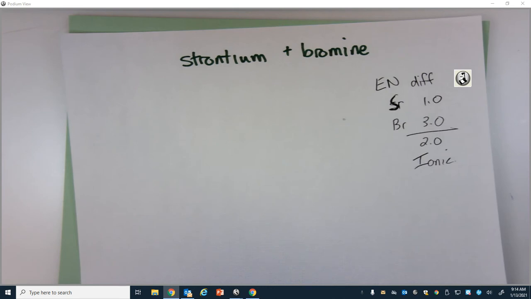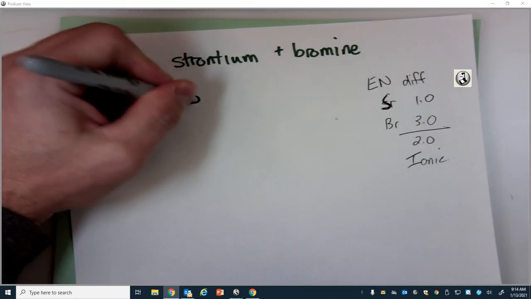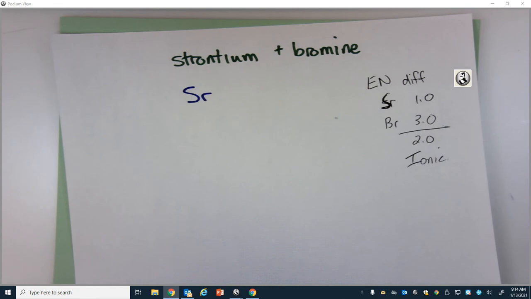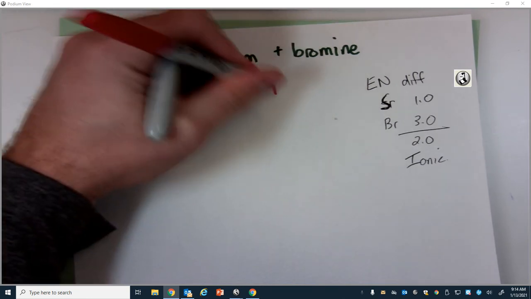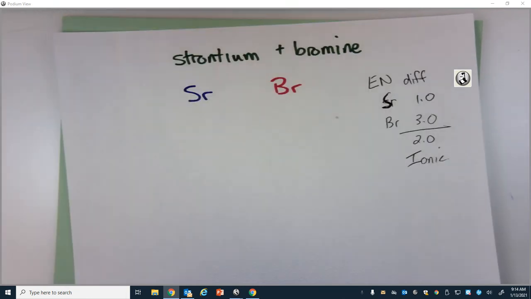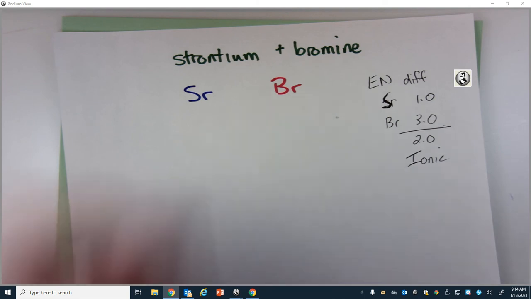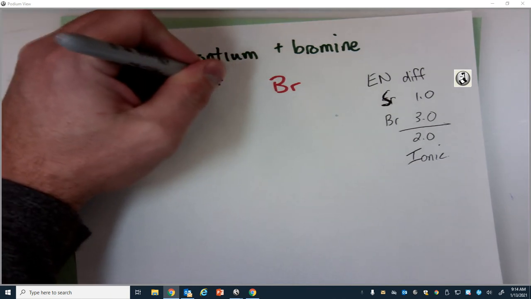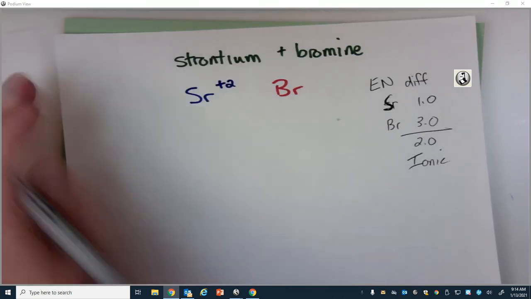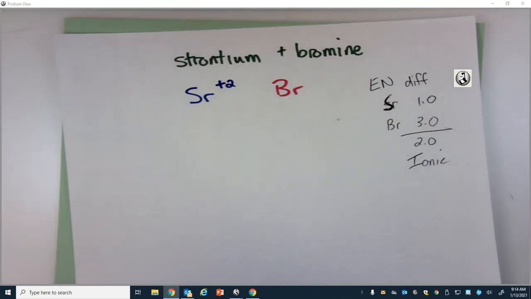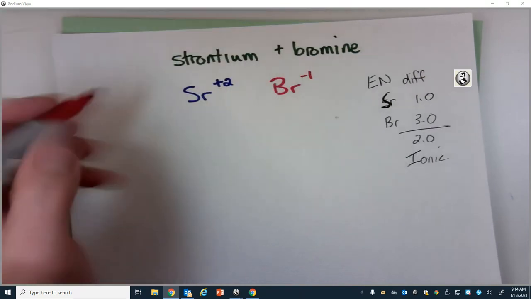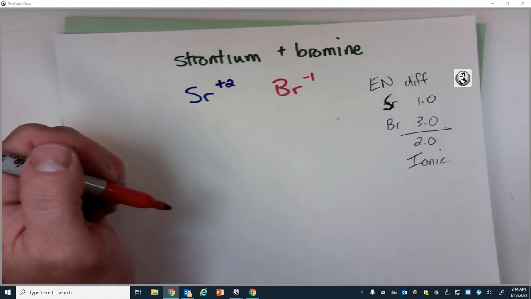Okay? All right, so now you need your symbols. So strontium, hopefully you know strontium is Sr. Bromine is Br. Looking at your periodic table, you need to get their oxidation numbers. So strontium is a group 2 element, so it's going to be a +2 charge. And then bromine is a 17, which is going to be -1. Crisscross jump jump.